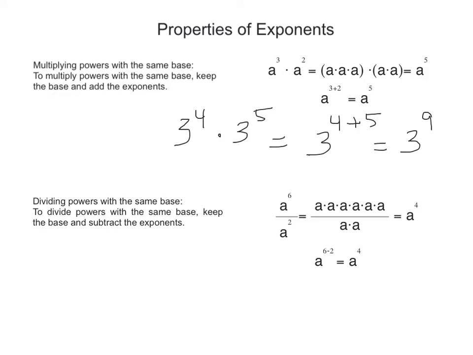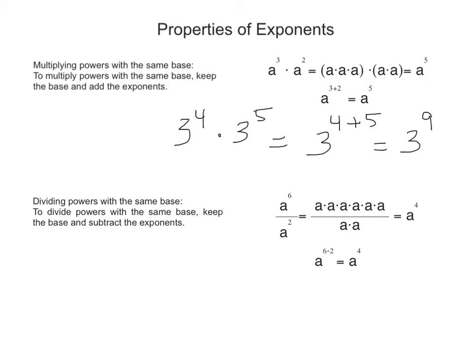Next, let's divide the powers with the same base. To divide the powers with the same base, you keep the base and you subtract the exponents. Let's look at this example. I have a to the power of 6 divided by a to the power of 2.